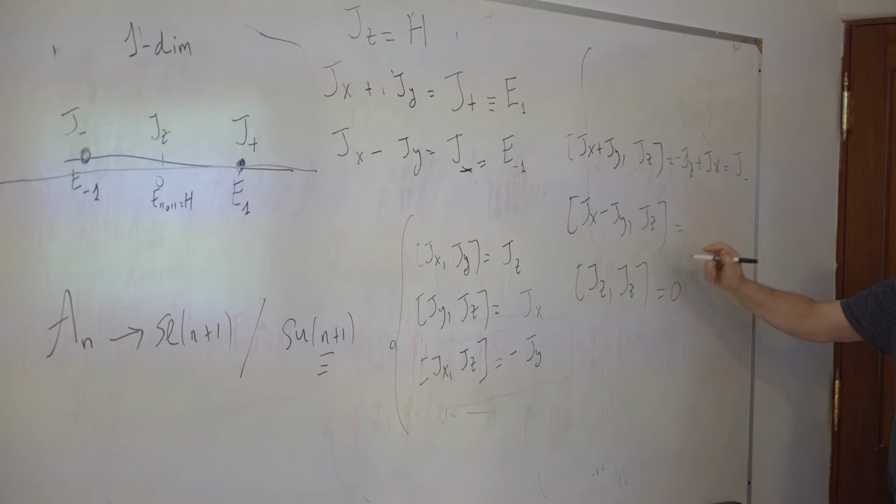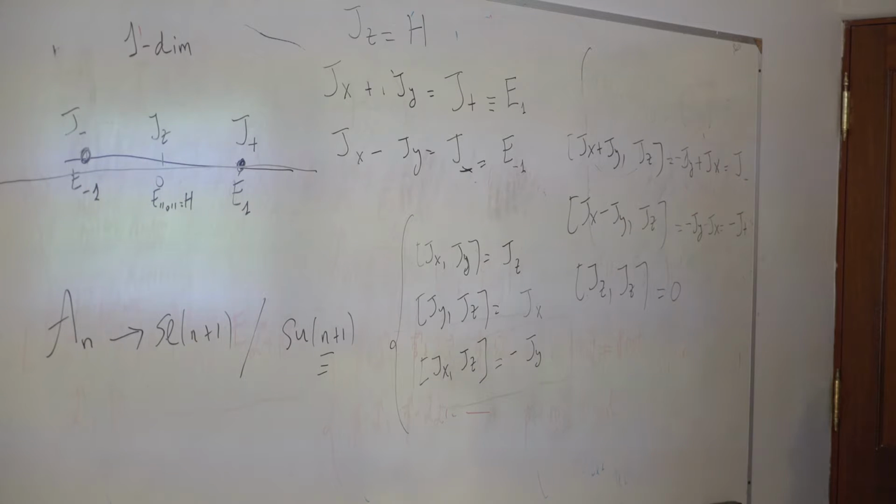Let's do this one over here. Jx with Jz gives minus Jy, and Jy with Jz gives minus Jx. This looks like minus J plus, right?